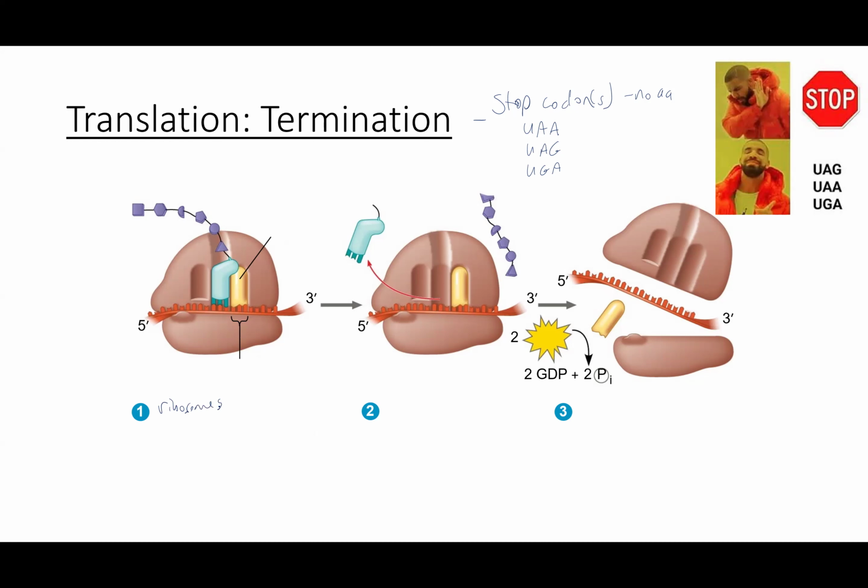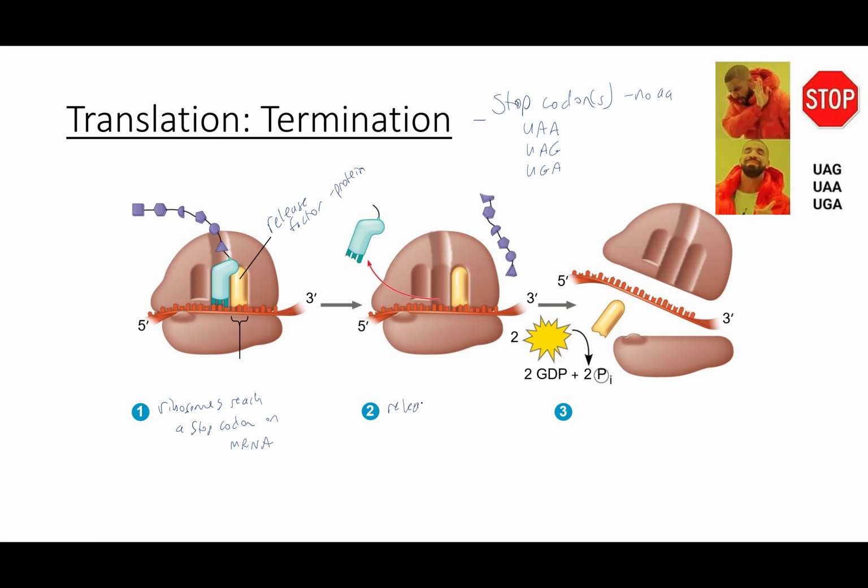So when we get to translation termination, the ribosome is going to reach a stop codon. And again, it can be any of those three. It doesn't matter. When it gets to the stop codon on the mRNA, that's going to trigger something to come in. Instead of a tRNA, there's a protein called the release factor. So it's a protein. It looks like a tRNA. It's shaped like a tRNA, so it fits into the A site.